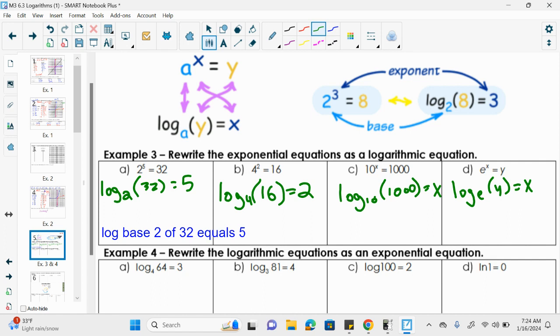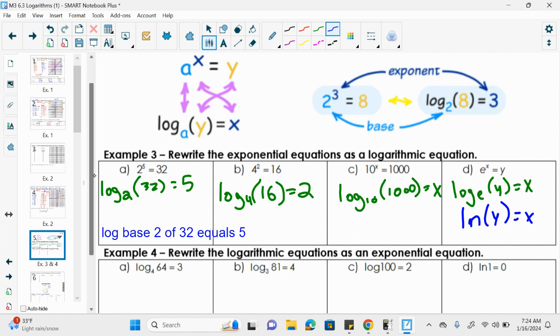And then we'll talk about this way more, but when our base is e, we're going to call that the natural log, which you'll see written as ln of y equals x. So log base e, you'll see that written as ln, meaning the natural log of y equals x. We'll talk way more about that, but that's going to be something that comes up a lot.